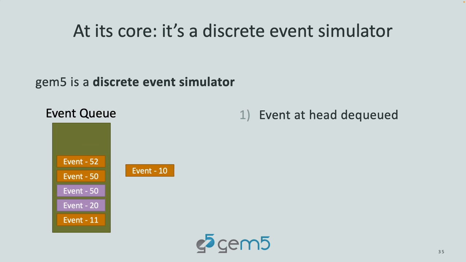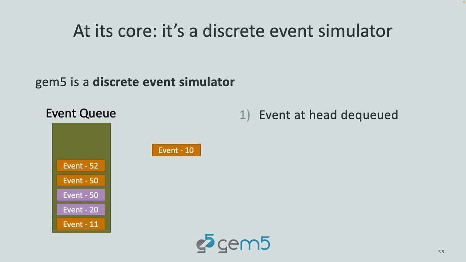We have the event queue, and the event queue is ordered by time, so the lowest tick first. In this, we've got tick 10, and the next one's tick 11, tick 20, tick 50, tick 52. In reality, this is an absurdly small amount of time. But there's an event queue, and the most recent one is popped, and it's executed. So the event will contain a function that should be called when that event is dequeued and run.